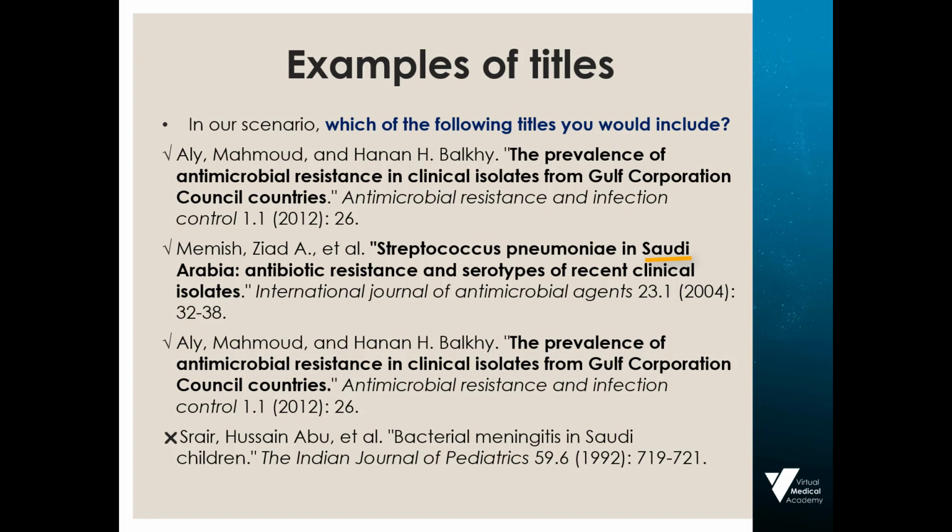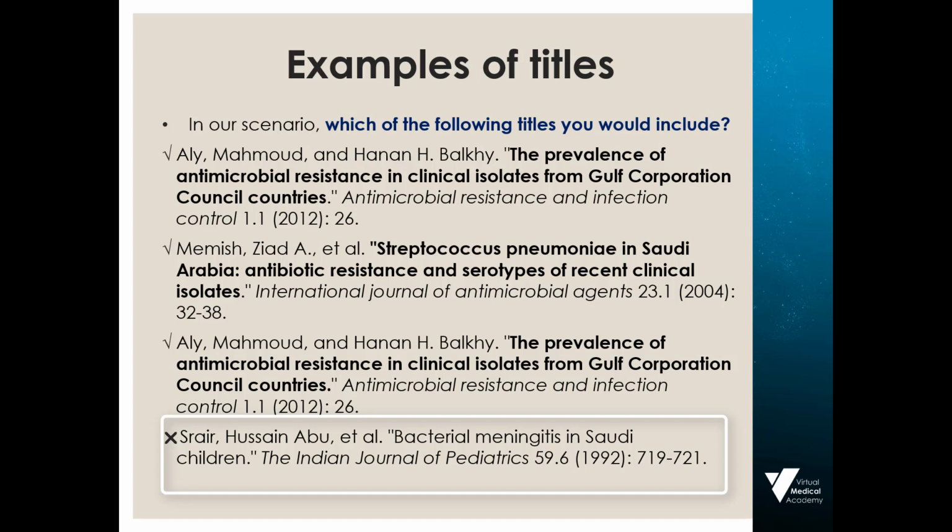Again, it has Saudi Arabia, it has pneumonia, it has antibiotic resistance. So this could be a good or relevant one, at least in terms of its title. One example that may not be as helpful as the other ones is bacterial meningitis in Saudi children. Others might be studying the prevalence of bacterial meningitis, the treatment of bacterial meningitis, or the complications of bacterial meningitis. So basically, it's not the title as it is. It's perhaps not very declarative, not very clear about what this study is about.